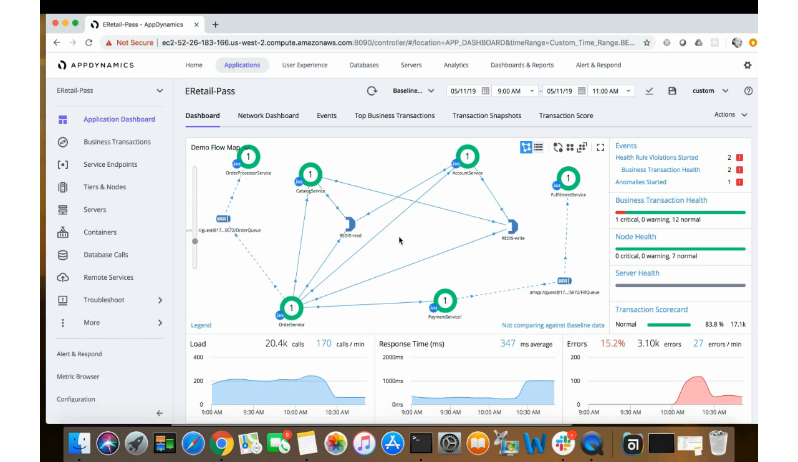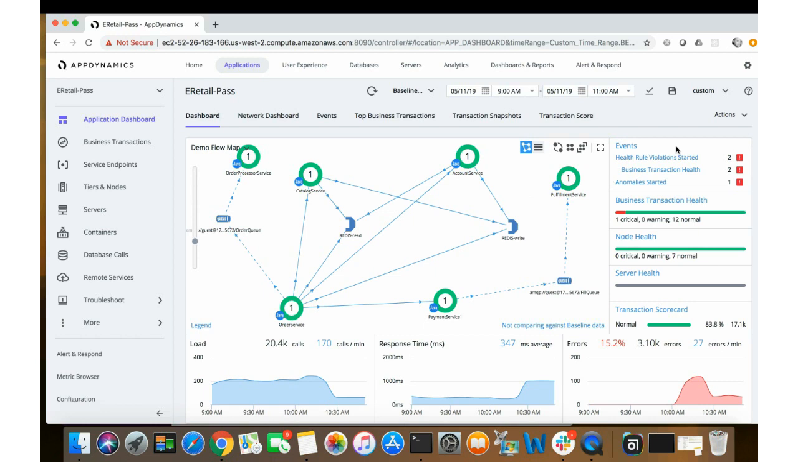Below the application flow map, we'll see that we have a number of KPIs. We have load, response time, and errors. We can notice here that we have an issue that's recently occurred. We can see that the response time has dramatically increased around 10:30, and it coincided with a drop in load. Now, at this point, we're not exactly sure what the issue is. We know that we have a problem with some of our KPIs.